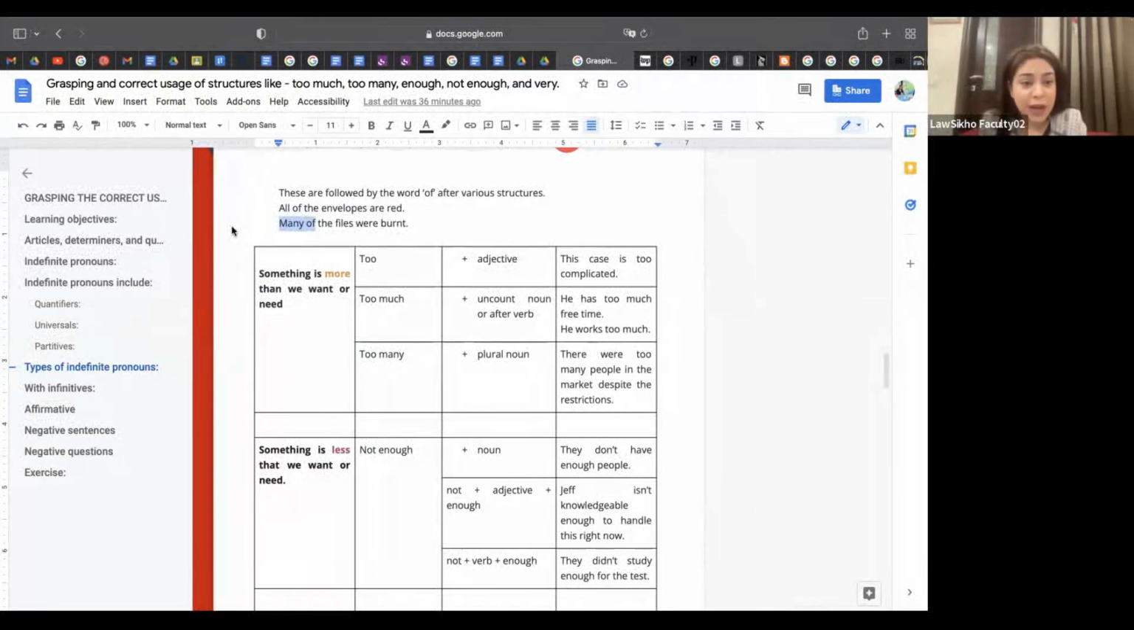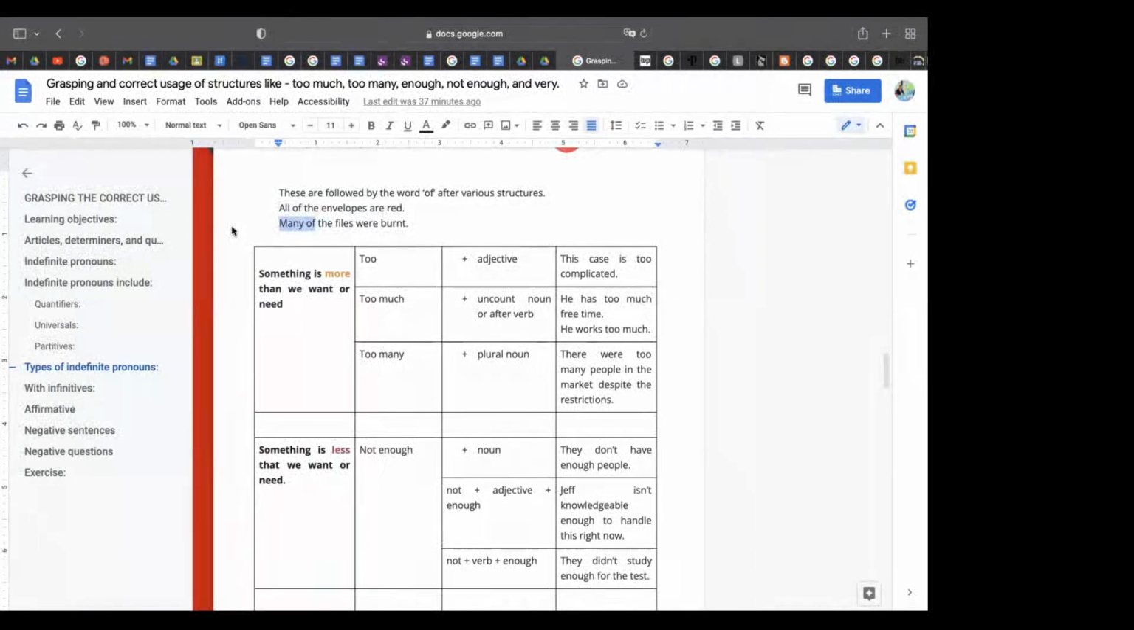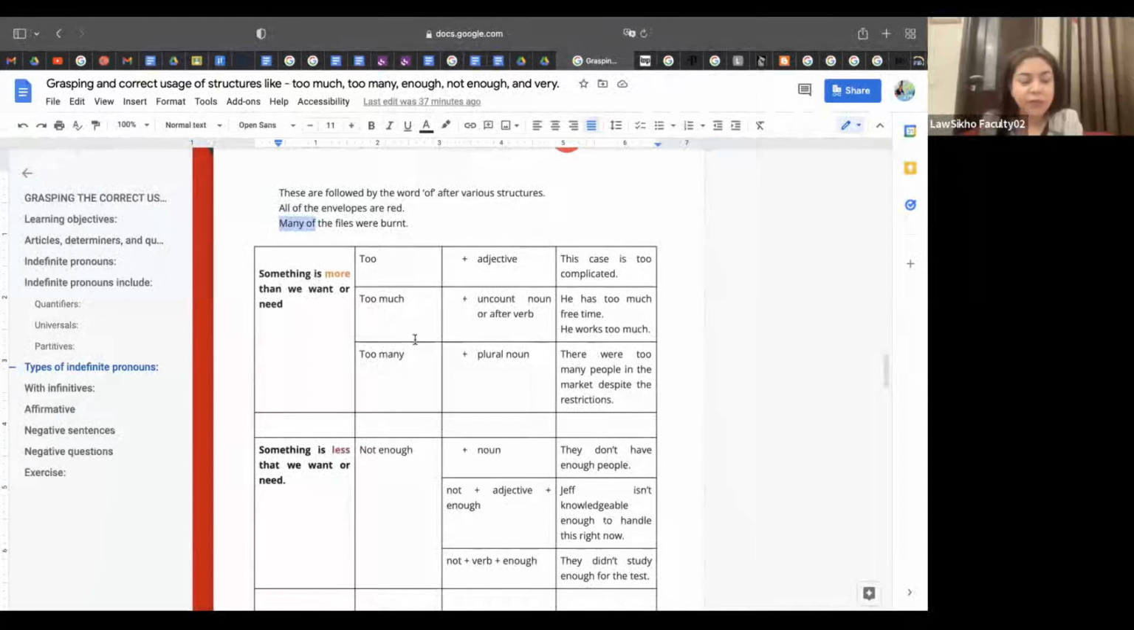Okay, to express when something is more than what is required or necessitated, there are three structures, again, very basic level. Too followed by an adjective: too complicated. Too much, which is too, over here, too much will be followed by a non-count noun, or it can also be used after a verb, which is non-count again. He has too much free time, he works too much. He has too much of free time, I would add of here. Not sure why it's not there. Anyway, he has too much of free time and he works too much.